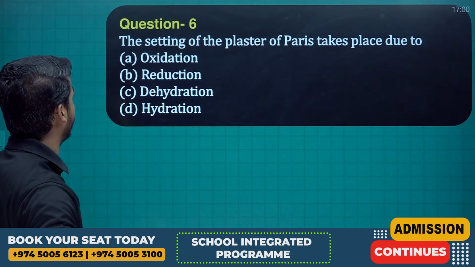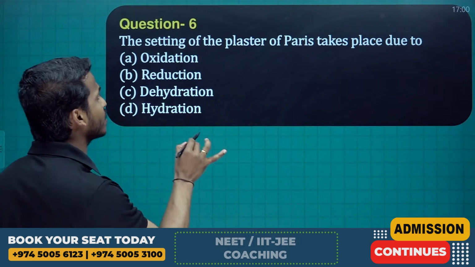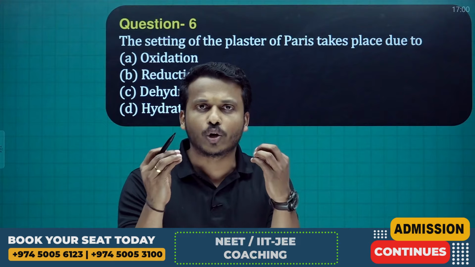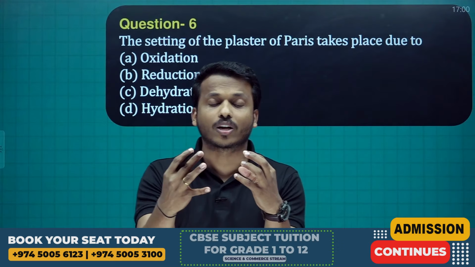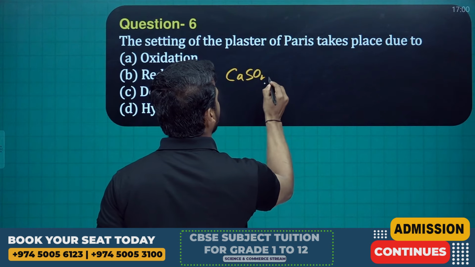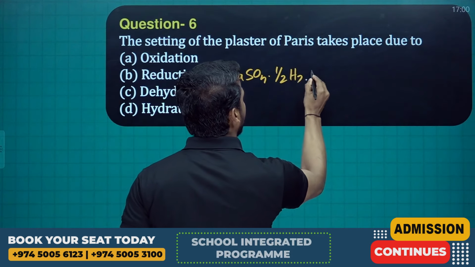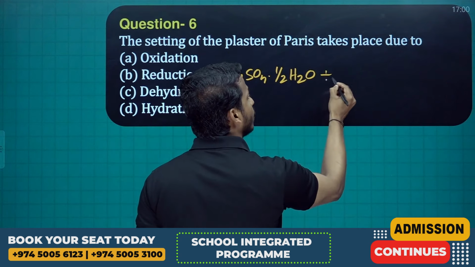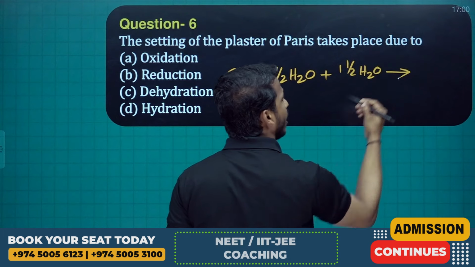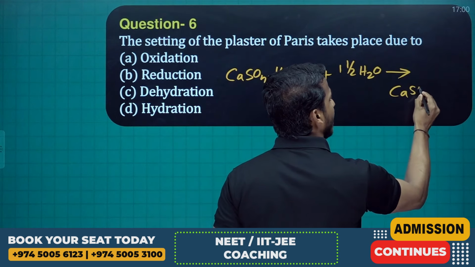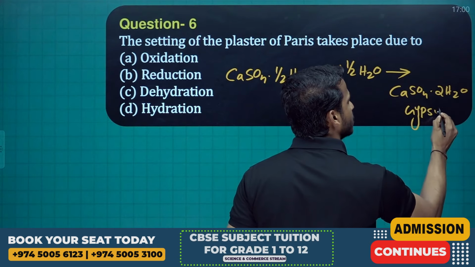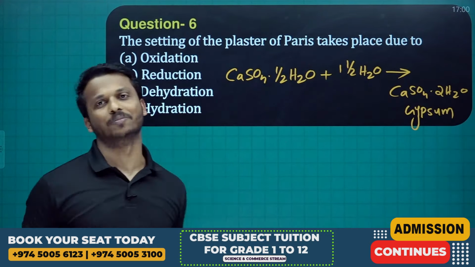So, water of crystallization. And the setting of plaster of Paris takes place due to this. Plaster of Paris is actually a powder. When it comes in contact with water, it gets solidified. Why? Plaster of Paris is CaSO4 half H2O. When plaster of Paris comes in contact with water, we studied around 1.5 molecules of water join. What happens? It becomes CaSO4 2H2O. What is this? Gypsum. Gypsum is the solid, rigid one.